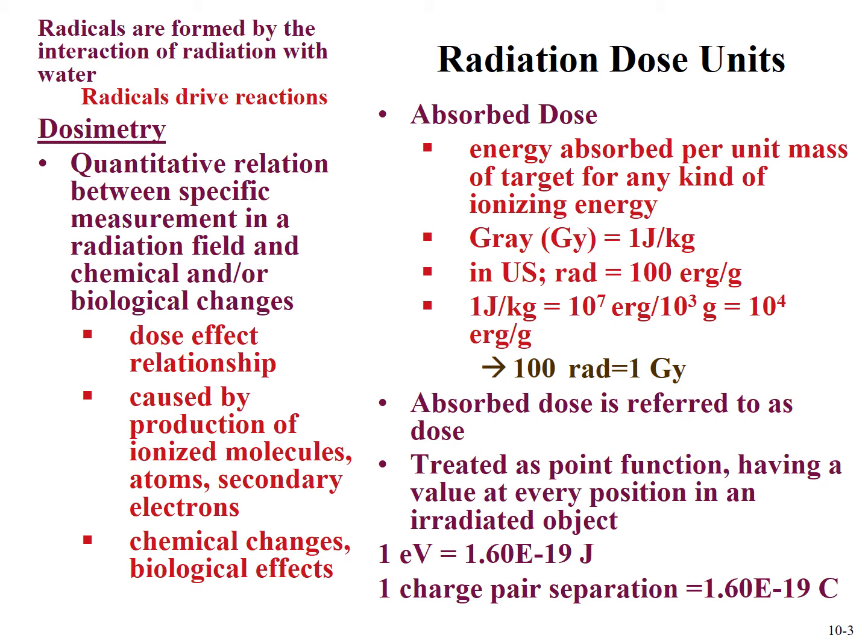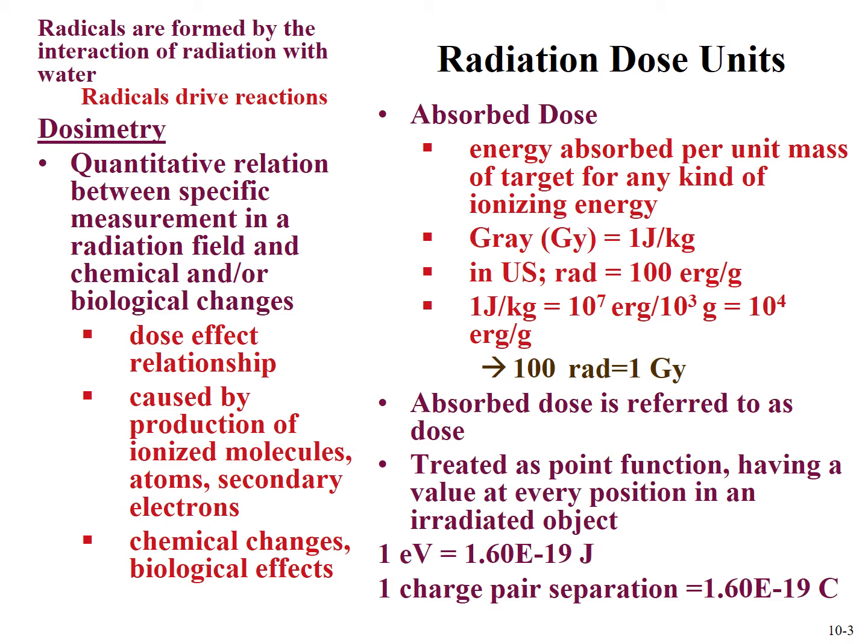So when we talk about absorbed dose, we talk about the energy absorbed per unit mass of any target for any kind of ionizing radiation. We talk about units such as gray or rad. We're talking about the energy absorbed, and we're not really focusing on the ionizing particle that's depositing that energy. The gray is 1 joule per kilogram. In the United States, we use the rad, where the rad is 100 ergs per gram, and it works out that 1 gray is equal to 100 rad.